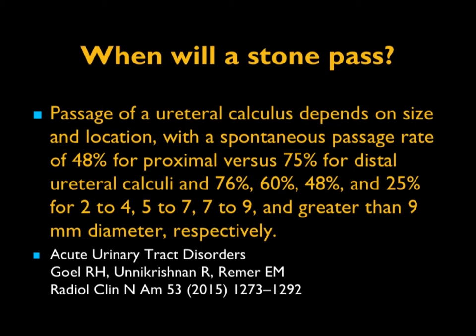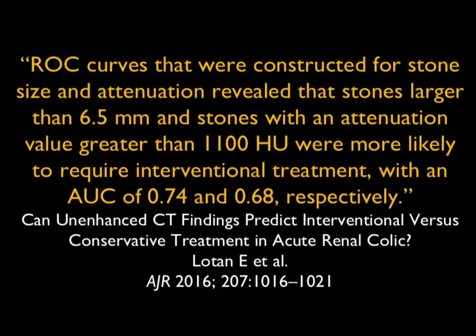passing decreases very rapidly. Article by Lotan, ROC curves that were constructed for stone size and attenuation reveal that stones over 6.5 millimeters and with attenuation value of over 1100 were more likely to require interventional radiology. Okay, so 6.5 is hard to measure, but let's say anything over 6 or 7 and anything with very dense attenuation is probably going to need some sort of intervention.